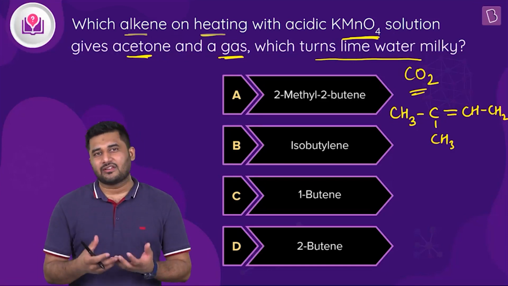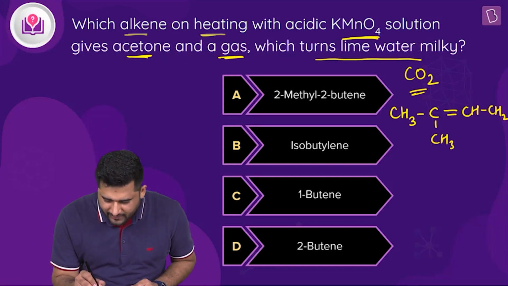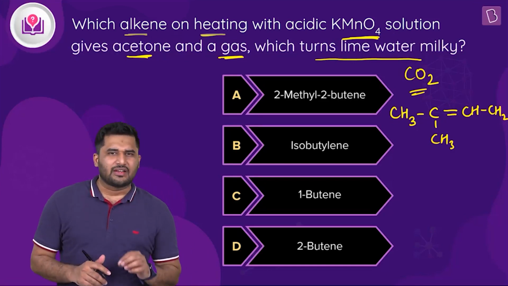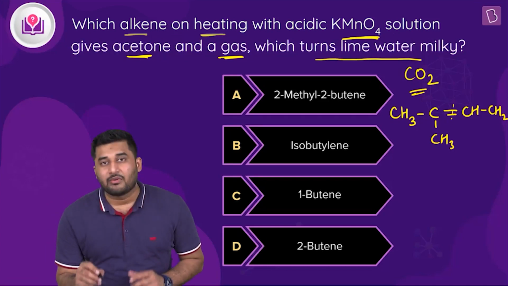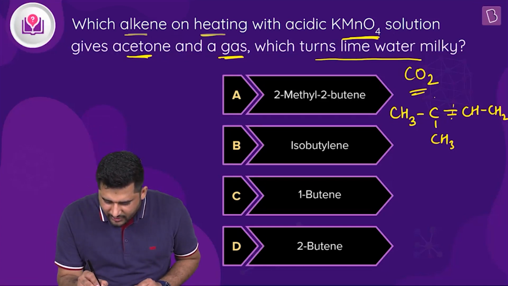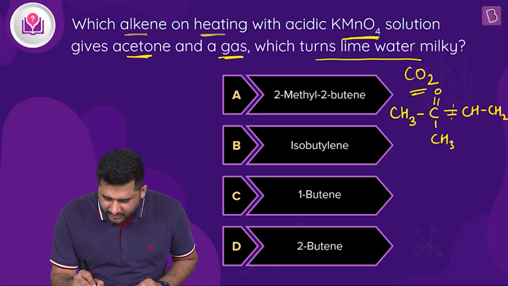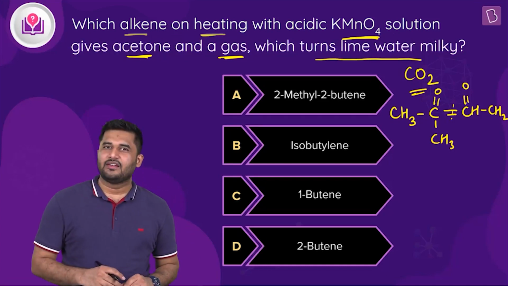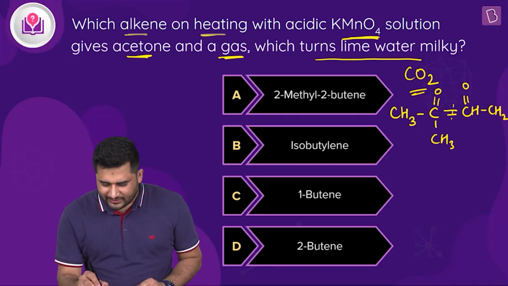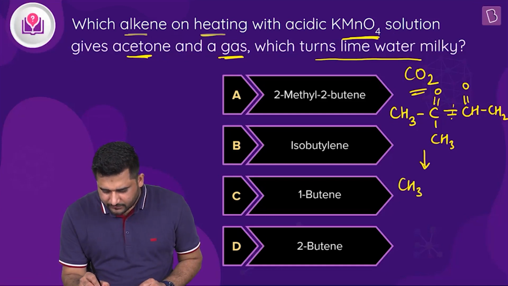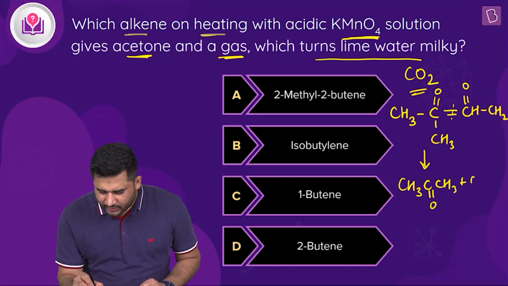or you can say if we made it to heat in the presence of acidic KMnO4, then what you have to simply do is, I'm giving you a trick here, you have to break this double bond between carbon atoms, and put one double bond over here and one double bond over here. Clear? So by doing so, you will get acetone. Along with it, you are getting CH3CHO.